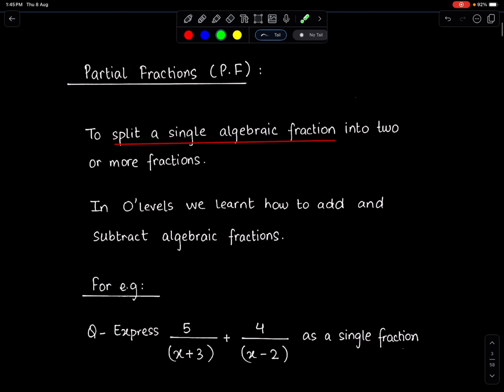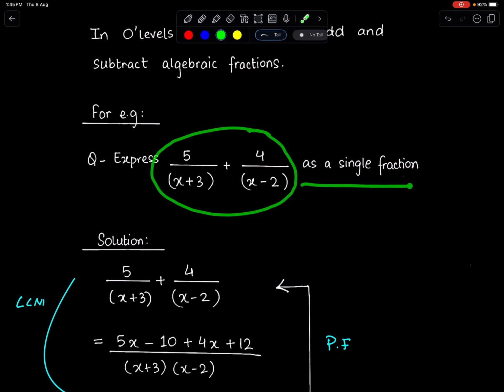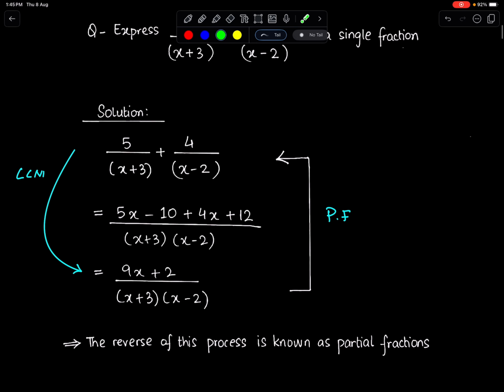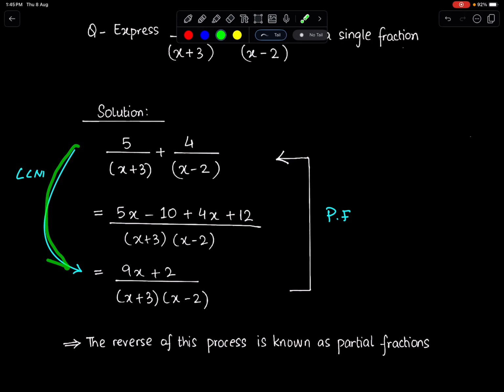Partial fractions. It means to split a single algebraic fraction into two or more fractions. In O levels, we learn how to add and subtract algebraic fractions. For example, if we have to express this as a single fraction, we need to take the LCM of these two fractions. So by taking the LCM of these two fractions, we have this single fraction. In partial fractions, we split a single algebraic fraction into two or more fractions. So the reverse of this process is known as partial fractions.